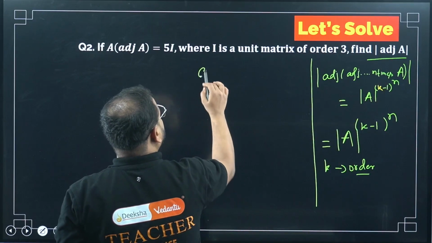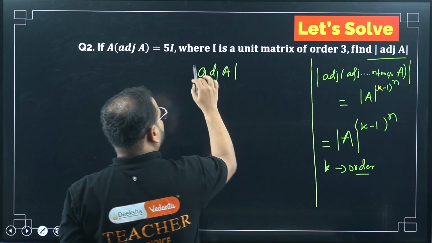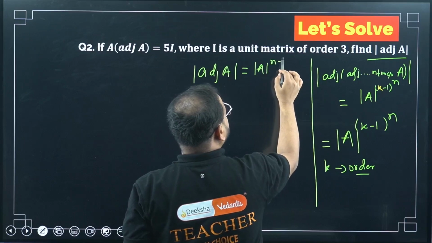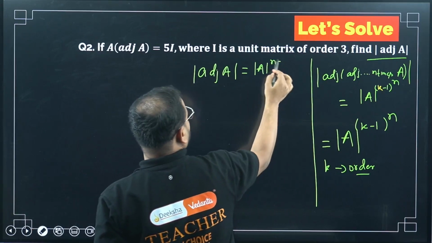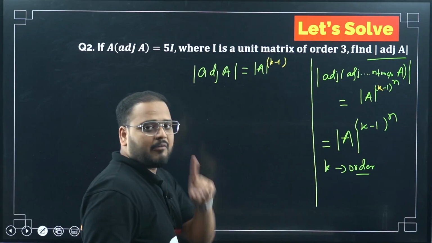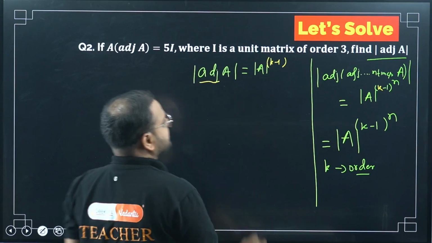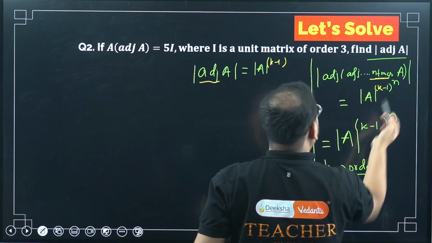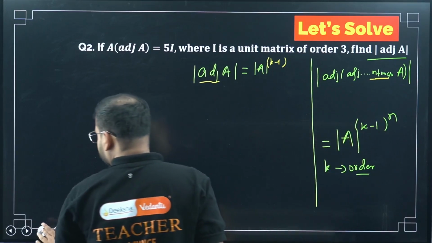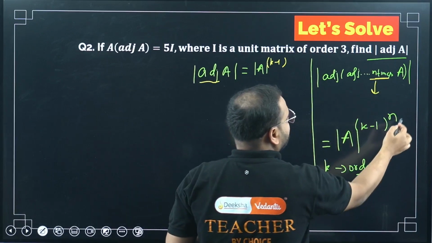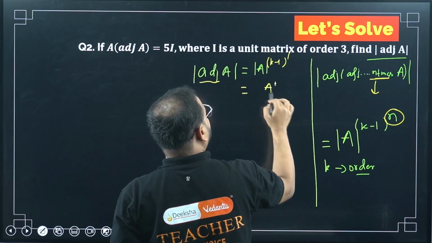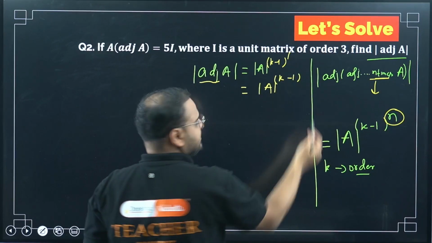So I can write this determinant of adjoint A as simply determinant of A to the power k minus 1, to the power 1. Why, sir? Only once I have adjoint. Here it was n times, so I took it as power n, but here I have only one time, so the power will be 1. Determinant of A to the power k minus 1, to the power 1, so it remains the same.